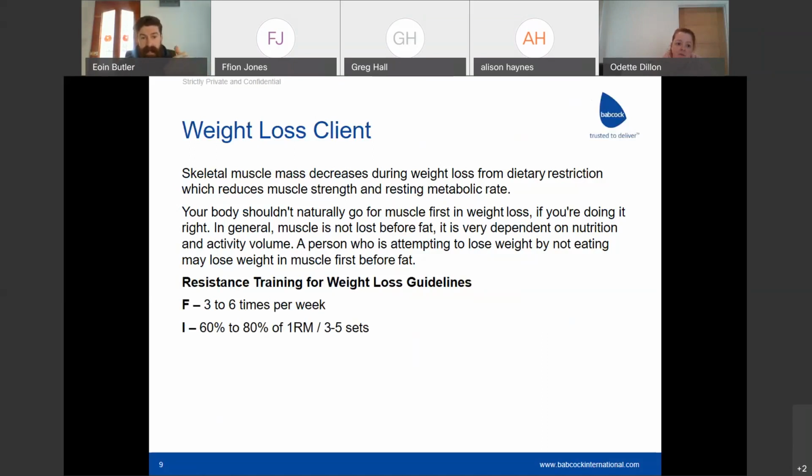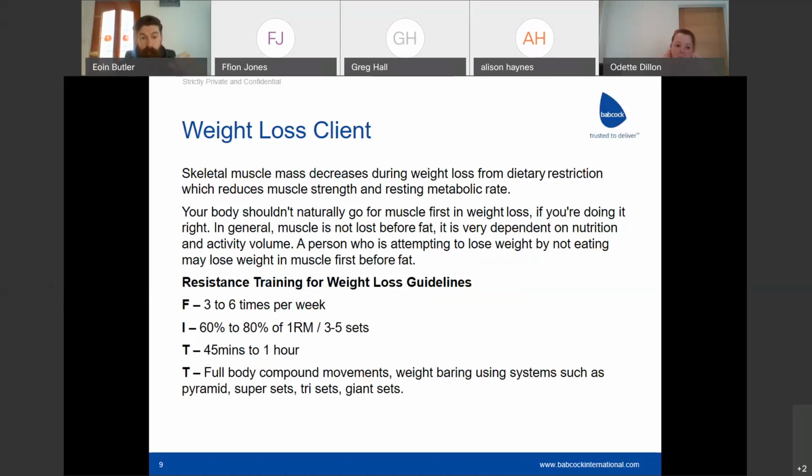Intensity, 60 to 80% of 1 rep max, working 3 to 5 sets. Now, that will depend on whether we're working endurance or strength, on that continuum that we looked at on Principles of Exercise Level 2. Time, 45 minutes to an hour per session. And then the type, full body compound movements, weight bearing, using systems such as pyramids, supersets, trisets, and giant sets. Okay, so full body compound movements. What's a compound movement?